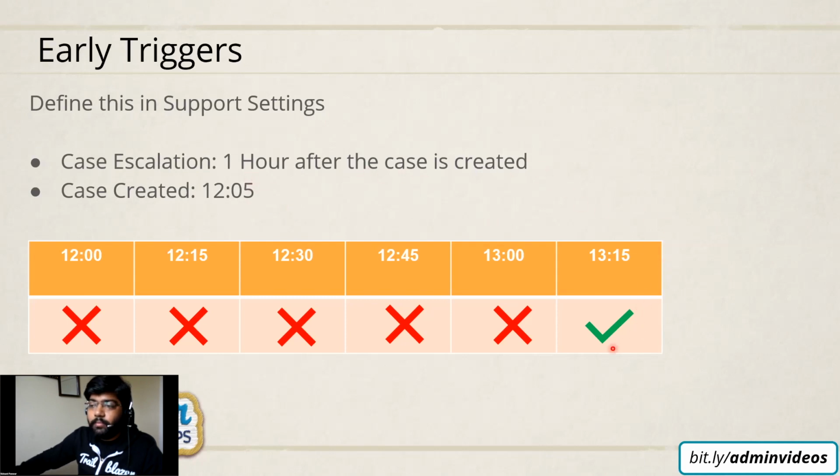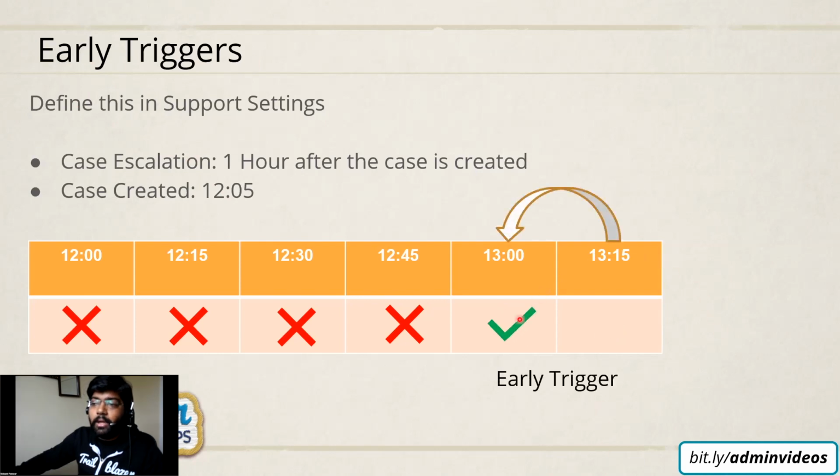But if you want strict SLAs so that we don't miss the 1 hour SLA, then we need to escalate it on the previous instant itself, right? So if you want that kind of setting, you can enable early triggers in the escalation rule, and Salesforce will escalate it at 1 o'clock itself, because it knows that on the next instant it will meet the criteria of 1 hour. So it will escalate on the previous interval itself. That kind of setting you can do to meet your strict SLAs. Okay, so that's about escalation rules.